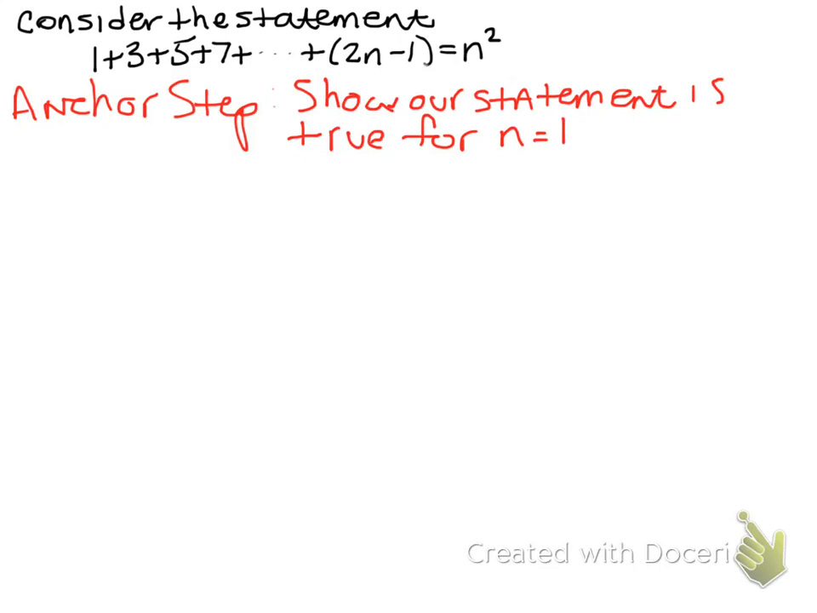So we have 2 times 1 minus 1 equals 1 squared. So on the left side, that's 1. On the right side, that is 1. 1 does equal 1, so this is true. We just knocked over our first domino.